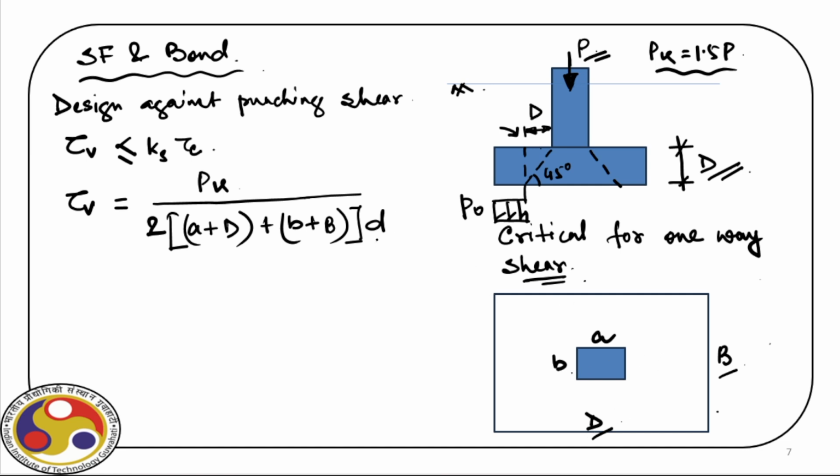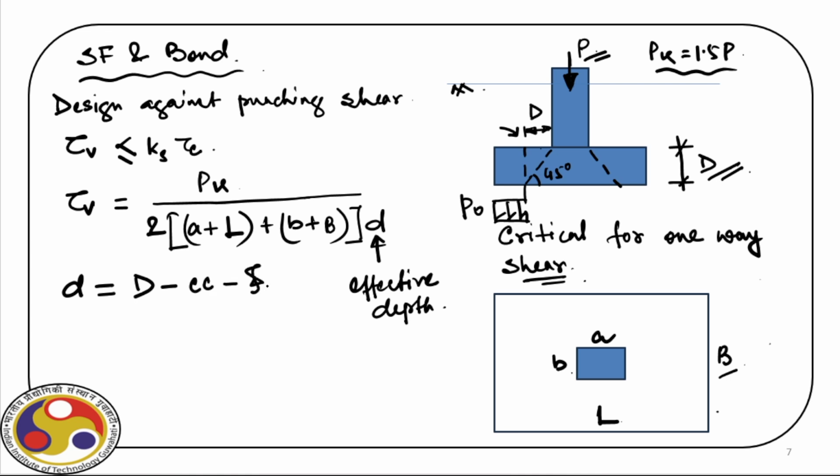Okay. Now what is this small d? This is the effective depth. So if we change this capital D just to differentiate it from the total depth, let it be capital L. Okay. Now what is this d? This is nothing but capital D minus clear cover minus phi by 2.